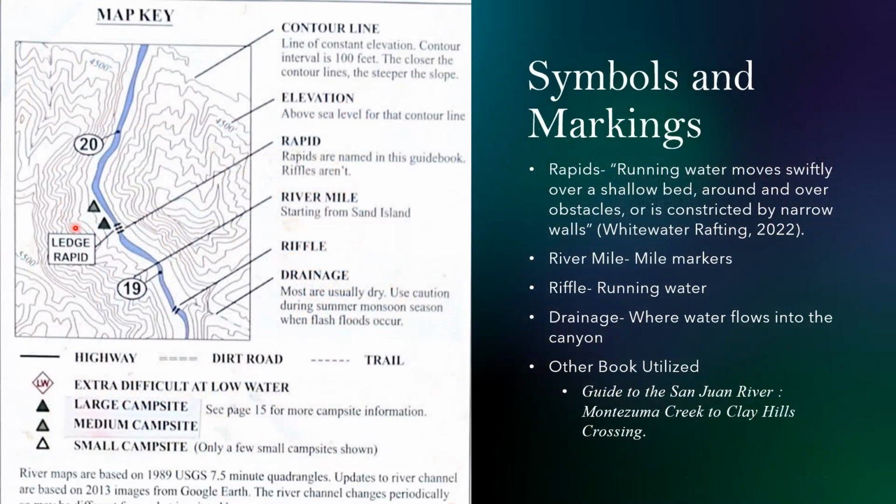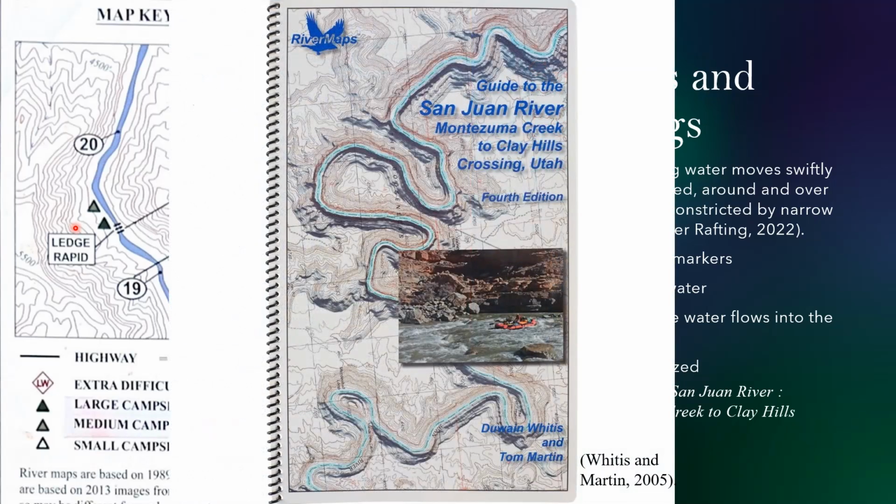When I rafted the San Juan River, I utilized another book as well to tell me how to run it instead of scouting it. The other book that I used gave more mile-by-mile specific information, and it was called The Guide to the San Juan River, Montezuma Creek to Clay Hills Crossing, Utah, 4th edition by Dwayne Whitus and Tom Martin.